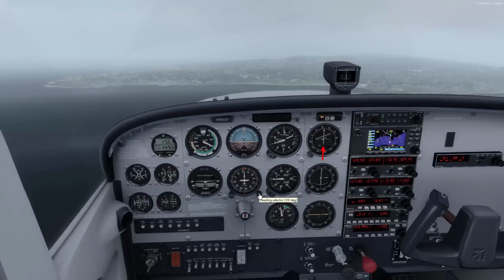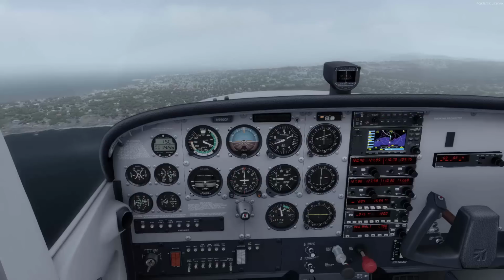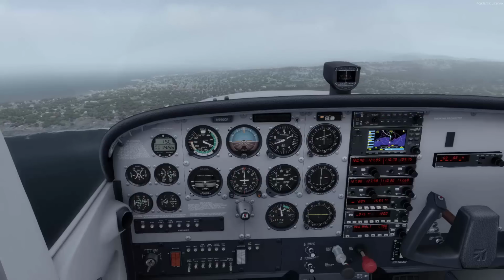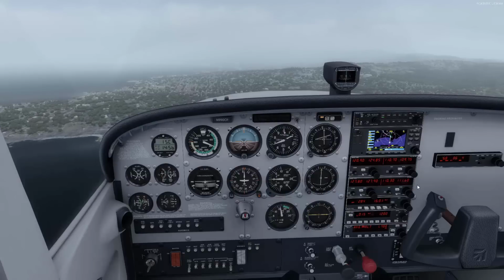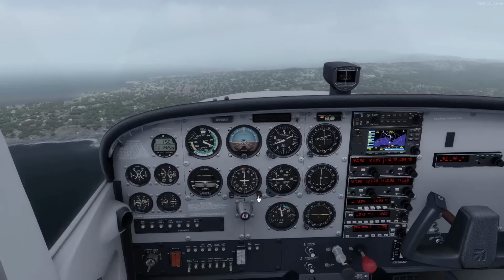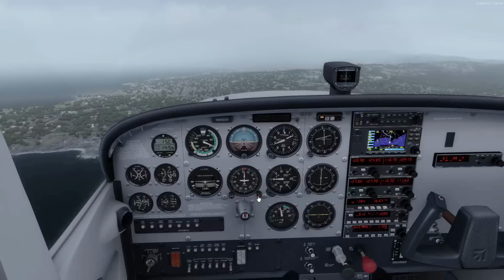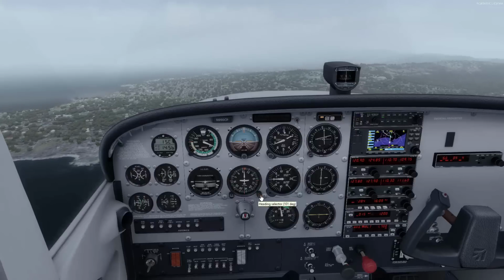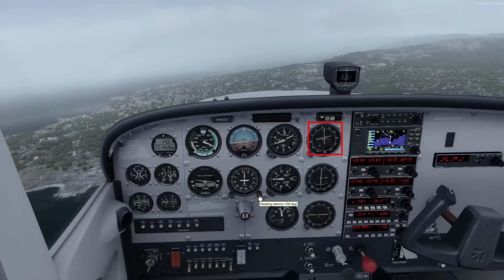I've intercepted the localizer course and I'm flying at 98 degrees. I'm flying level. I will shortly intercept the glide slope. The needle starts descending faster. The closer we will fly to the runway, the more sensitive the two needles will be.